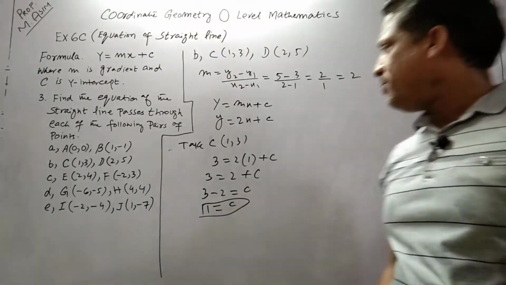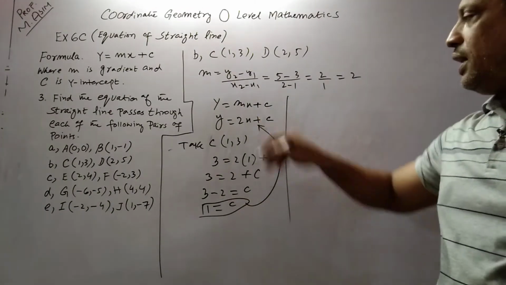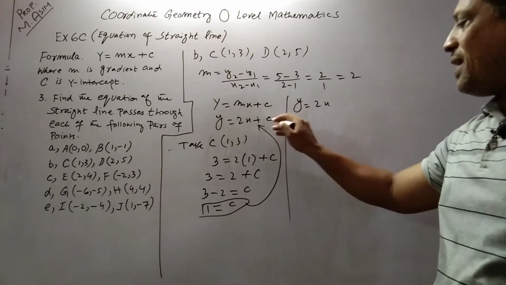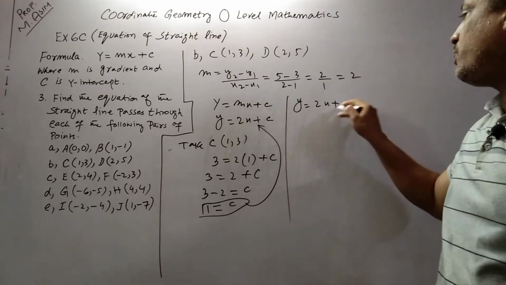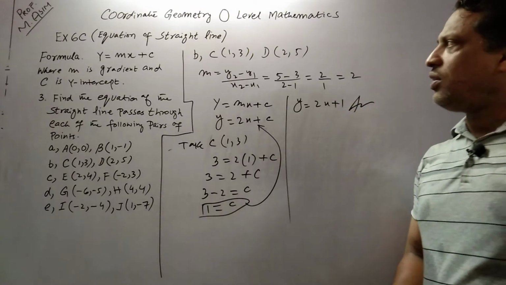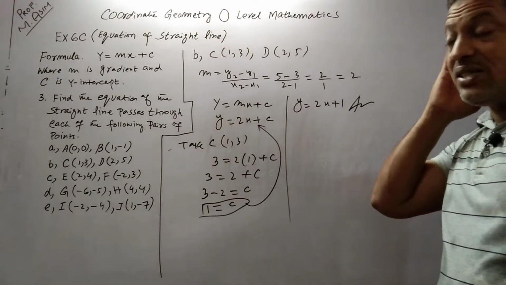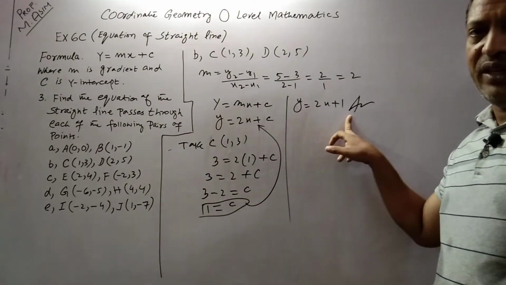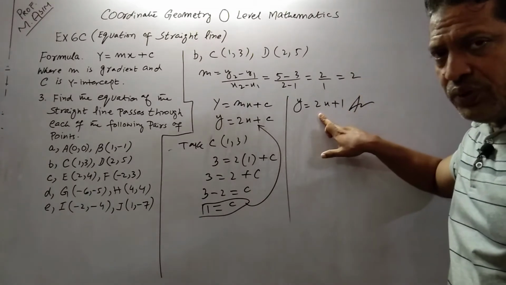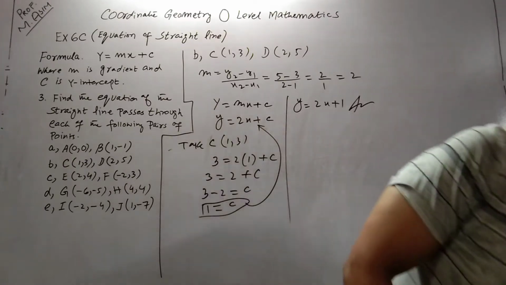What is the last step? The last step is to put this value of c in this equation. So y = 2x + c. What is the value of c? 1. Answer. So this is our answer of part B. In this situation, our straight line is y = 2x + 1. Here the gradient is 2 and the y-intercept is 1. See next part.